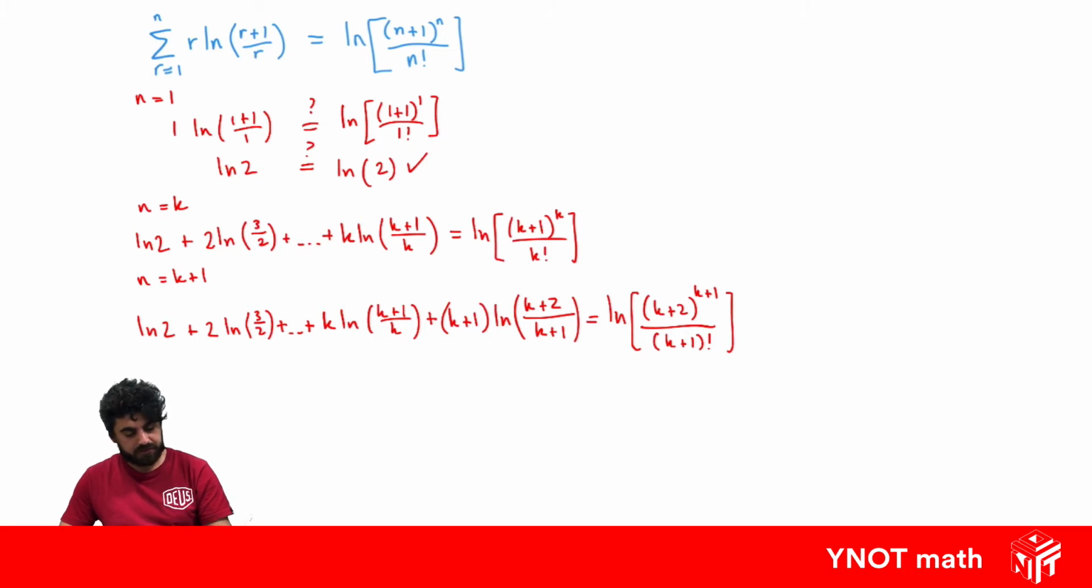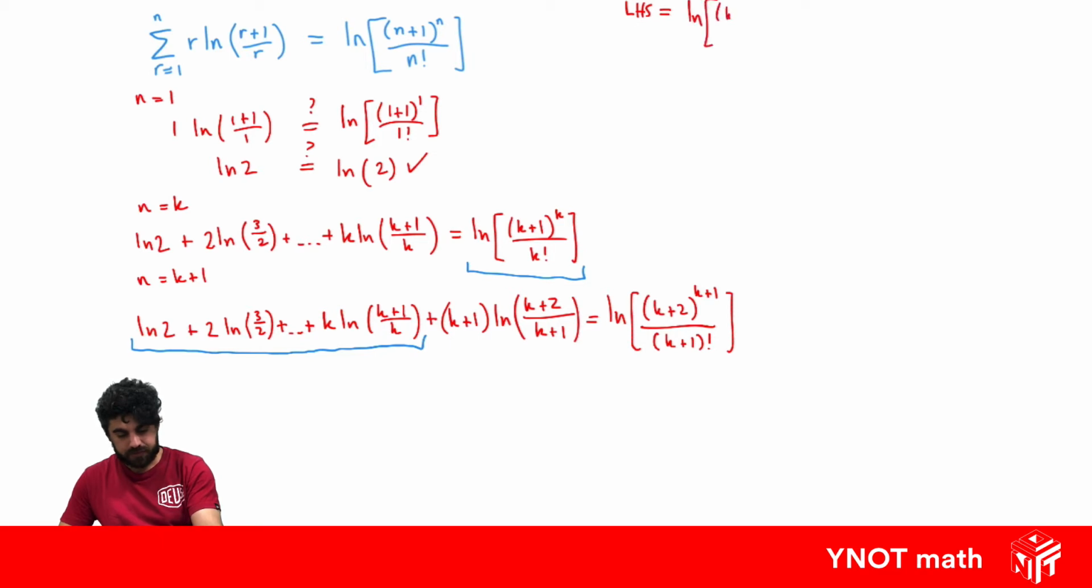Now from our assumption, we know all of this actually just equals this. So let's go ahead and sub that in. So let's deal with our left-hand side. So we're going to get the ln of (k plus 1) to the k over k factorial plus (k plus 1) times the ln of (k plus 2) over (k plus 1). Let's see if we can simplify this.